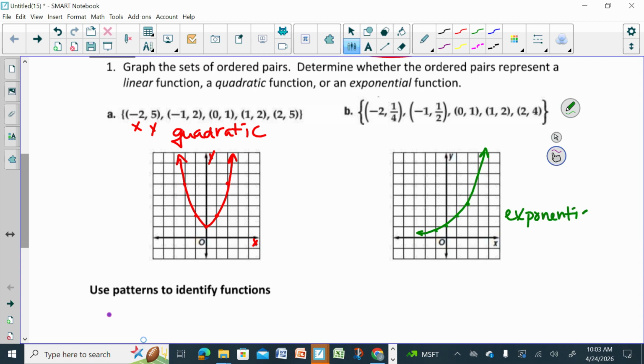And obviously, if they had a constant and you saw a pattern within the slopes, I didn't show you one of those. That's the easiest one to identify if they all line up. It's linear. Okay, so I think you guys can handle plotting the points and then naming the function from there.